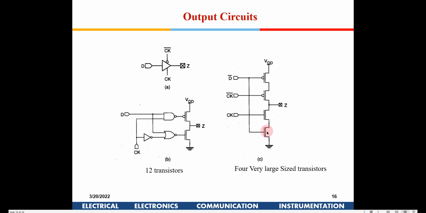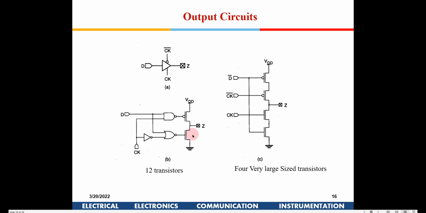The same thing can be realized with only 4 transistors also. If you see here, if the clock is 0, this will be off, and this will also be off. You are giving clock bar here. So this will be in a high impedance state. And when the clock is high, both these transistors are on.